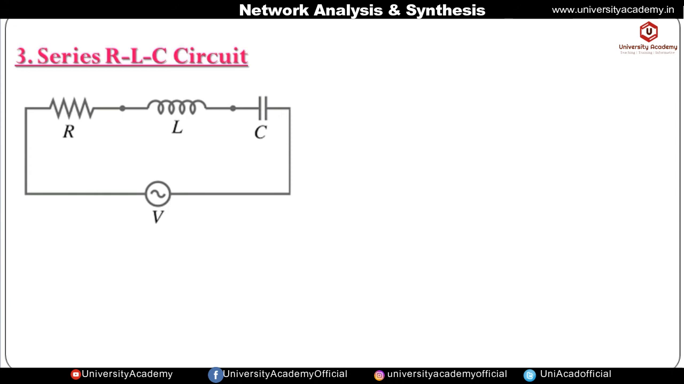So this is a series RLC circuit. This is the AC voltage source, and the current flowing is I phasor. The voltage drop across the resistance is given by VR, the voltage drop across the inductance is given by VL, and the voltage drop across this capacitance is given by VC. So the total voltage V will be equal to the phasor sum of VR plus VL plus VC. This voltage V is given by current phasor into total impedance Z.